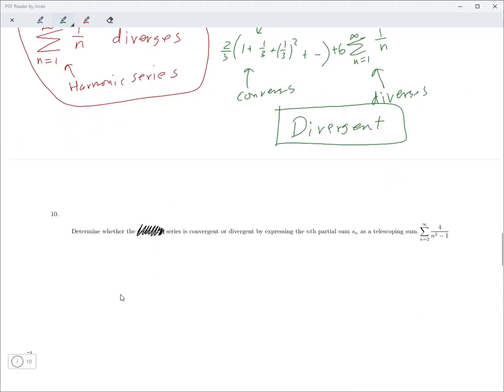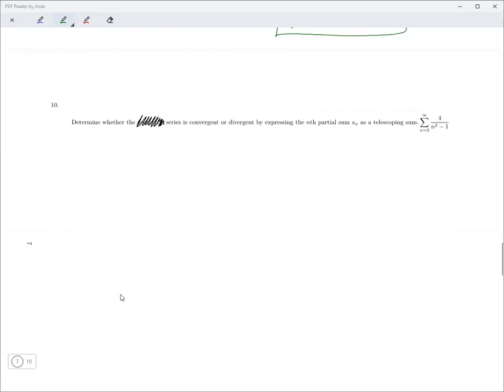And let's move on to number 10. Here's another concept called telescoping series. Telescoping series. Okay, what that is is as follows. I believe that we've covered partial fractions before, but let me just refresh your memory here. I'm going to change these to x's.